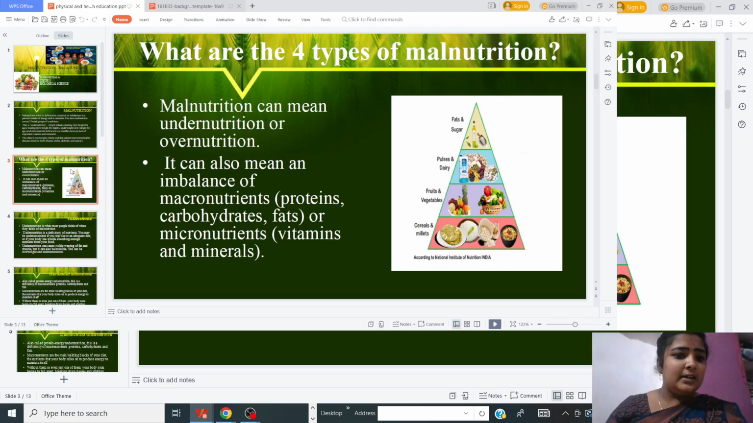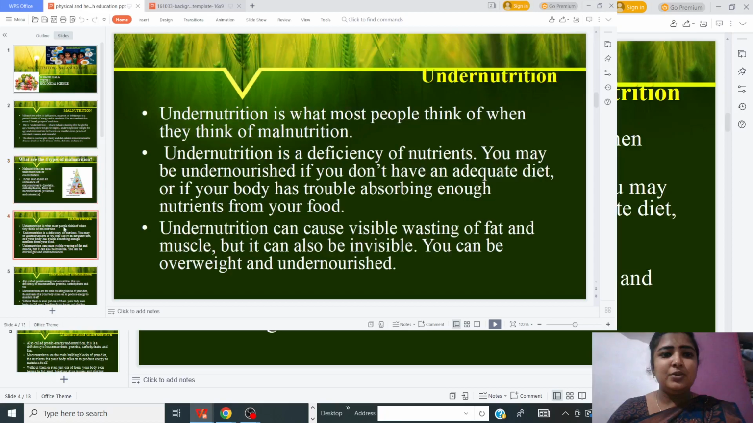Next we move on to the imbalance of macronutrients: protein, carbohydrate and fats. These all come under macronutrients. Micro means small, minute nutrients, which come under vitamins and minerals. Next we move on to undernutrition. That is what most people think of when they think of malnutrition. Undernutrition comes under the deficiency of nutrition. It is visible in the wasting of fat and muscle, or it can be invisible. You can be overweight and still be undernourished.